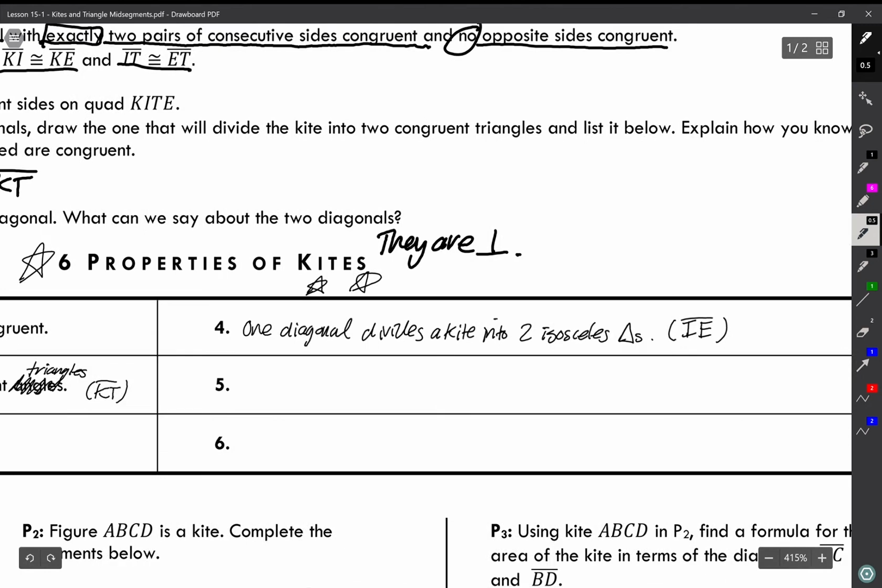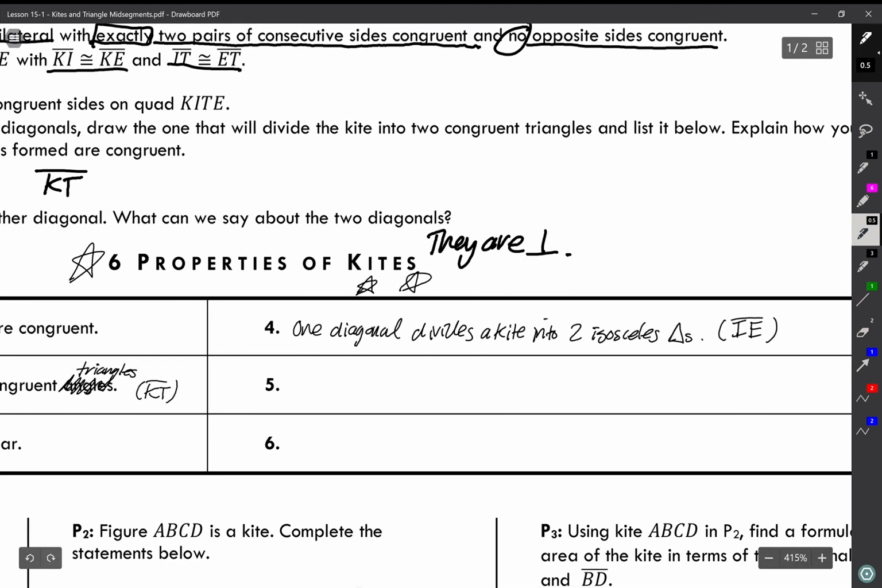All right, 5. One pair of opposite angles are congruent.